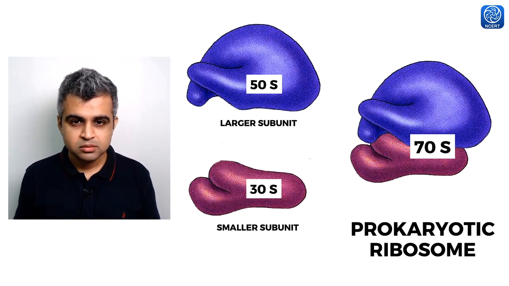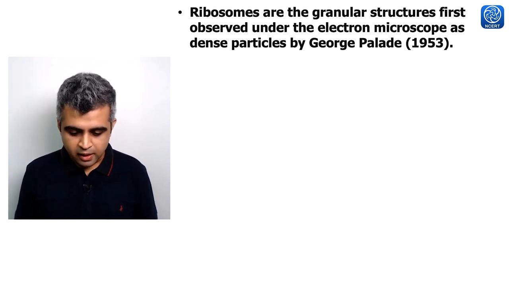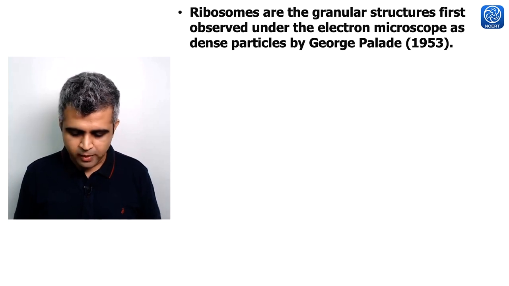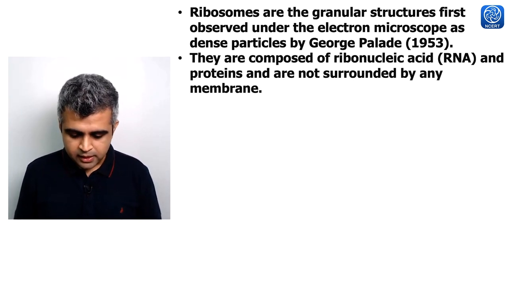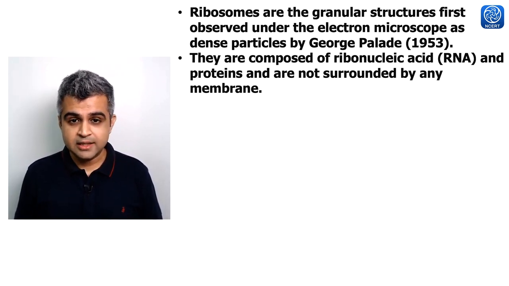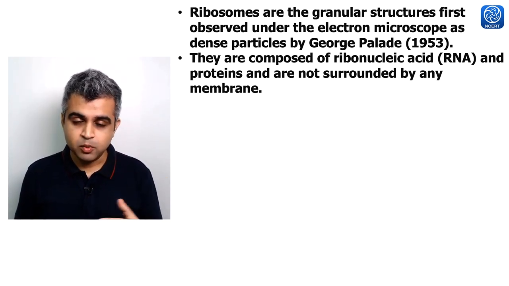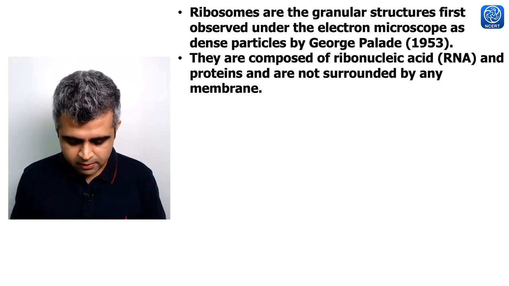Are you sure? Excellent. So let's quickly see what NCERT says about ribosomes. Ribosomes are the granular structures first observed under the electron microscope as dense particles by George Palade in 1953. They are composed of ribonucleic acid. Which type of ribonucleic acid? The R type. So there are three types. It is composed of the R type. And proteins, and are not surrounded by any membrane.